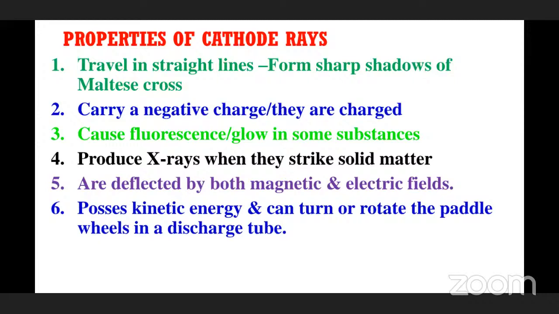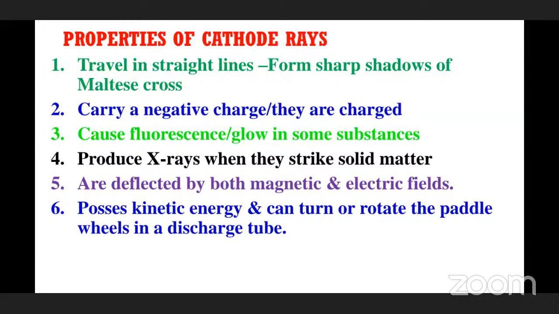So what do we mean when we say the cathode rays glow in substances? Remember the cathode rays possess kinetic energy, and when they hit the screen, the kinetic energy is converted to both heat energy and light energy, and some materials actually glow at that point.